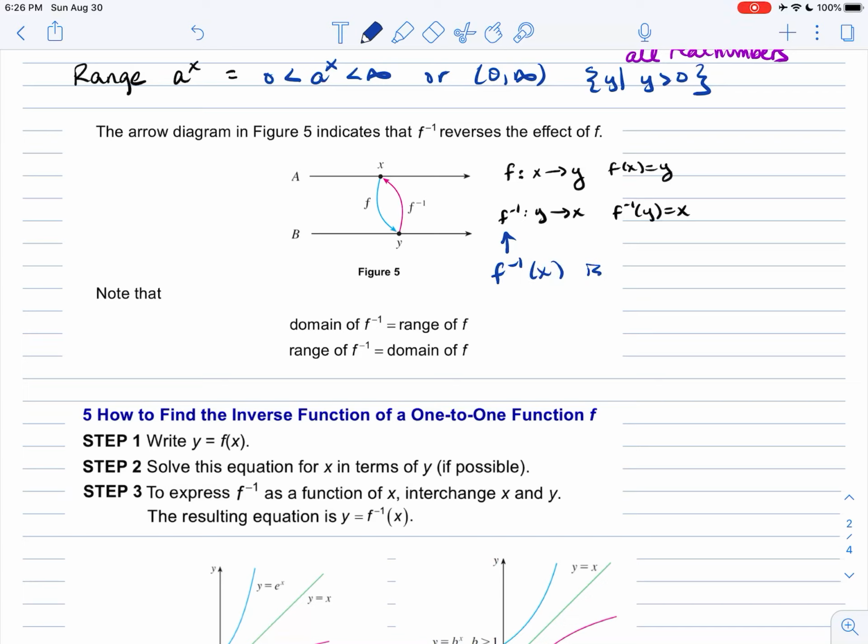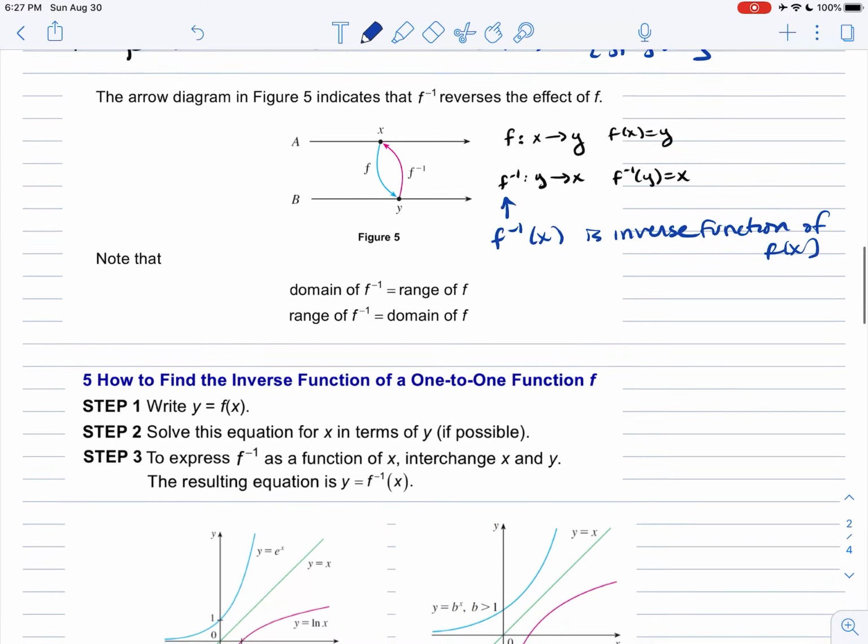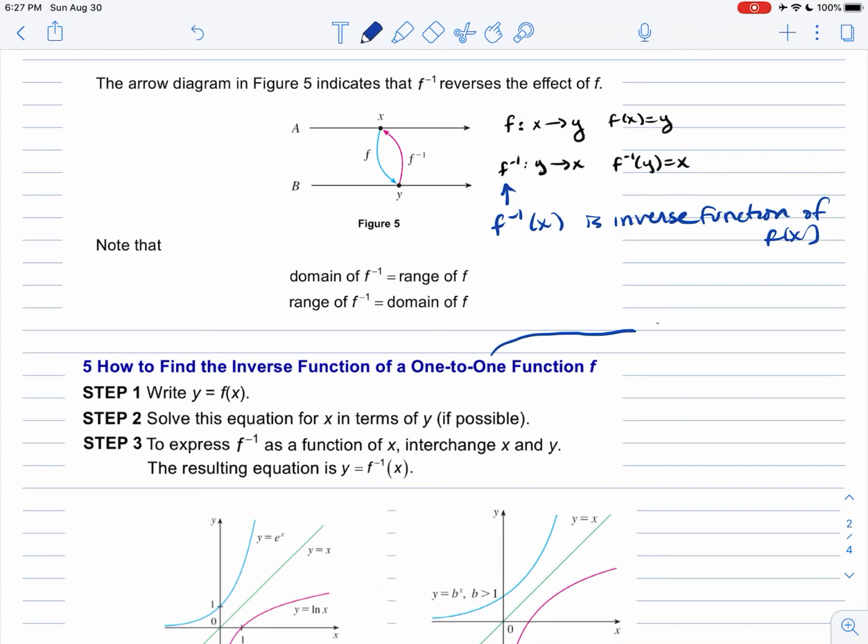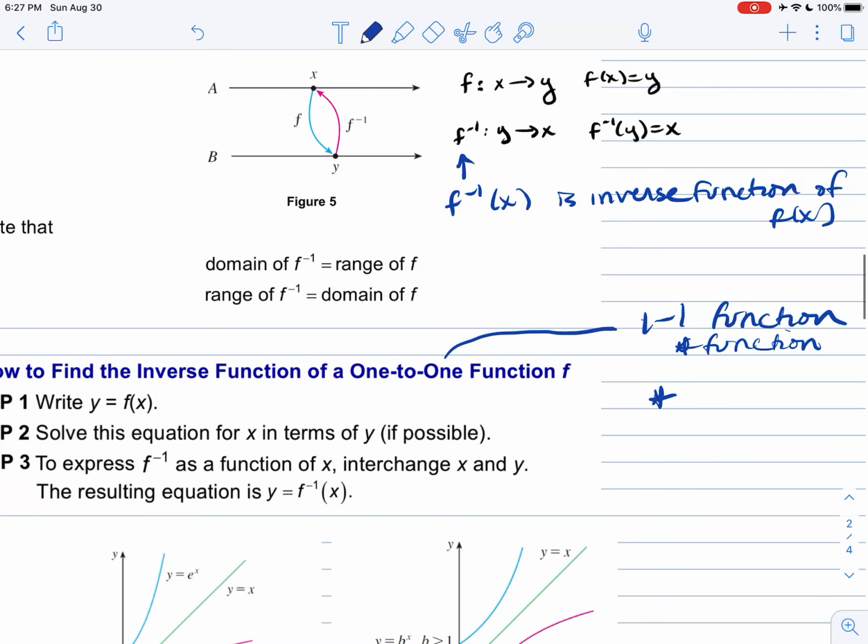F inverse of x is the inverse function of f of x, and it will be a function itself if our original function f of x is 1-to-1. So what does that mean? What does a 1-to-1 function mean? A 1-to-1 function is a function first, right? So a 1-to-1 function, it's a function, so that means it passes the vertical line test. But then also, it passes the horizontal line test. Okay, and what does that mean?